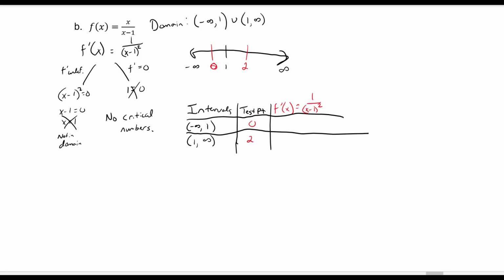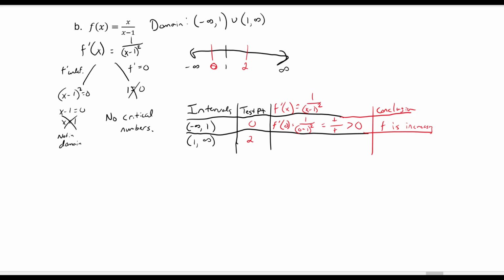So f prime of 0, that's 1 over 0 minus 1 squared. So the numerator is going to be positive. The denominator is going to be positive because we're squaring it. So it doesn't matter if it's positive or negative inside there. If you square something, it's going to be positive. So positive divided by positive, greater than 0. So then that tells us that the original function f is increasing on that part.